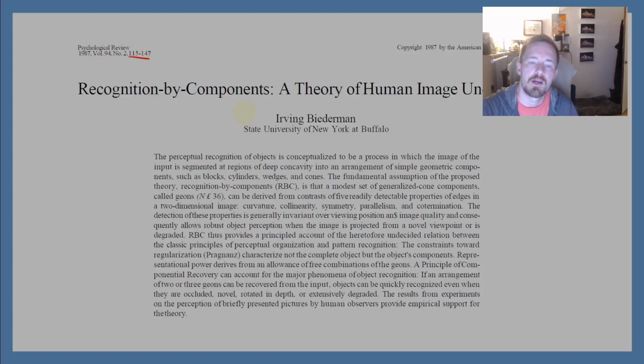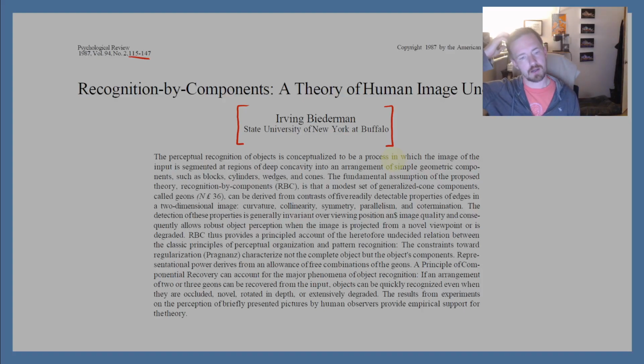Let's see. Irving Biederman was a very famous psychologist, or a very famous researcher. He had a reputation in the field, and I'm not going to say too much more about that because he has passed away, and I shouldn't say bad things about people who have passed away. Yeah, that's all. I'm going to leave it at that.